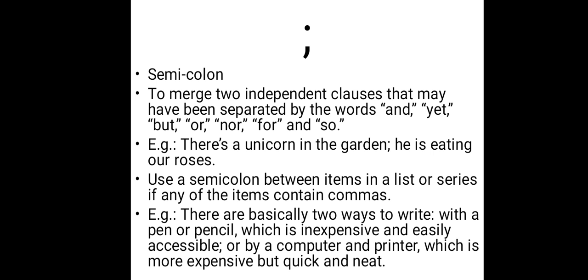Next comes the semicolon. Like when you are merging two independent clauses, then you can use a semicolon. Basically, it's two related ideas that come in two different sentences. They are combined using a semicolon. And a semicolon is used between items in a list or a series if any of these items contain commas. Like we have two different ideas. There are basically two ways to write. They are introducing the two ways. First is with a pen or pencil, which is inexpensive and easily accessible.